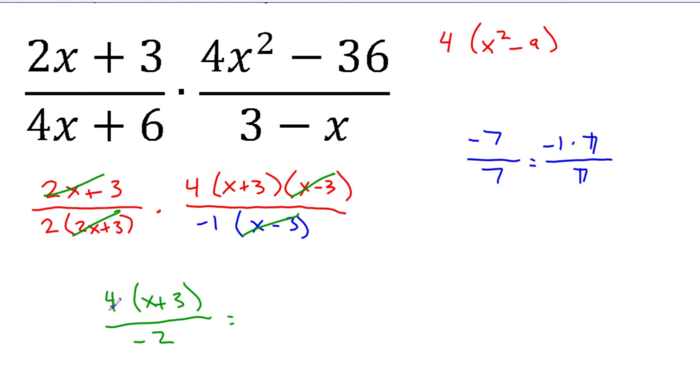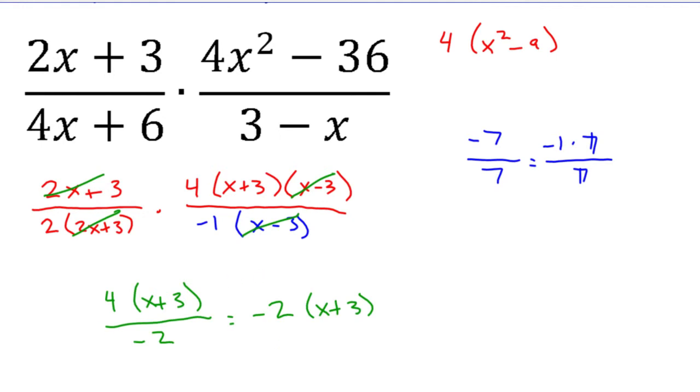So let's do one more little step. 4 divided by negative 2 is just negative 2. Negative 2 times x plus 3. So we want to make sure we simplify as much as we can. And just as a reminder, when we're simplifying, we do not need to multiply the negative 2 back in. We can leave it in factored form. If you multiply it out, it's completely okay, but it's not necessary.